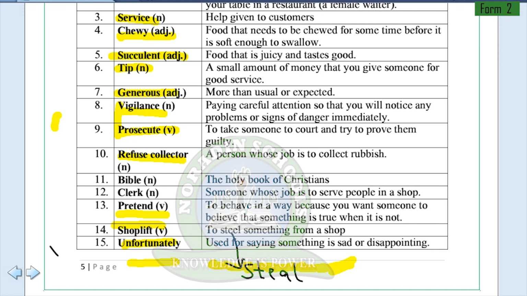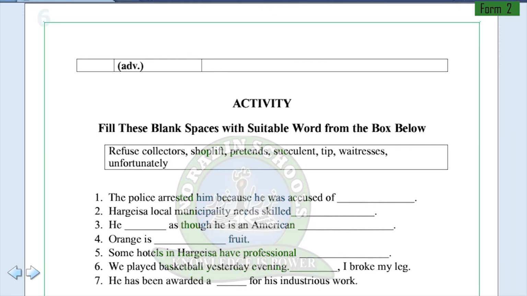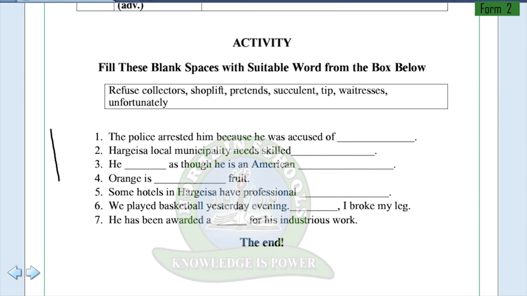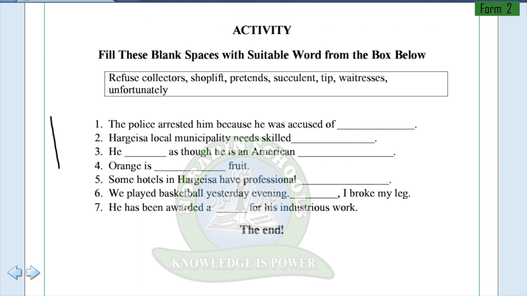All right, dear students, this is the end of our lesson. Here we have got some activity. We are going to practice the vocabulary which we have seen on the previous page. Fill the blank space with a suitable word from the box below: refuse collector, shoplift, pretends, succulent, tip, waitress, unfortunately. Let's give you 2 minutes to write this.